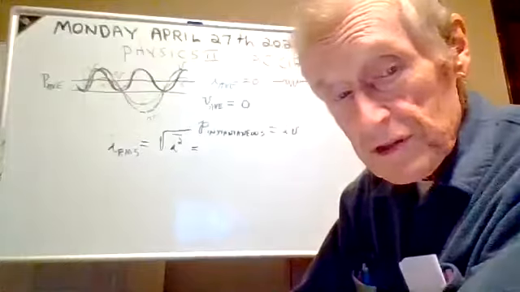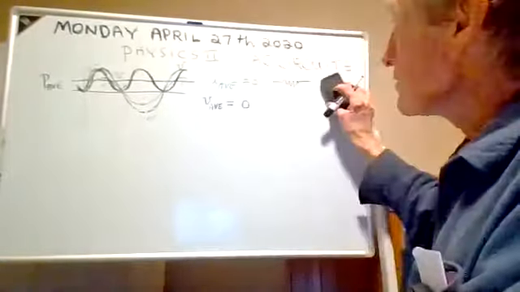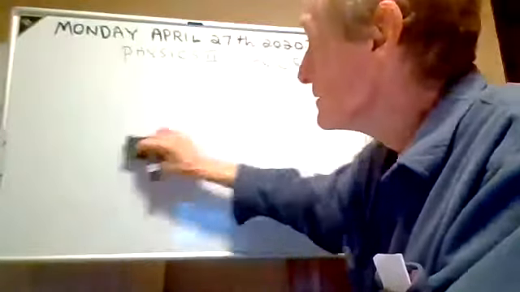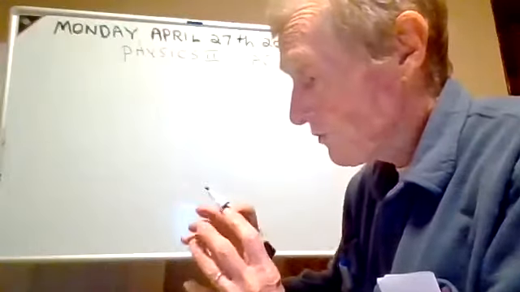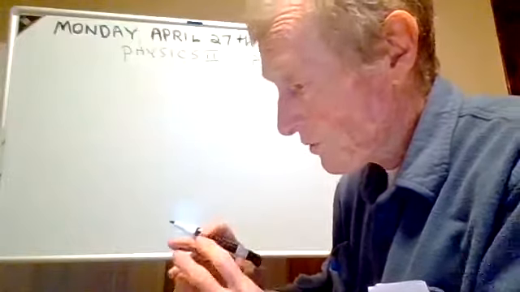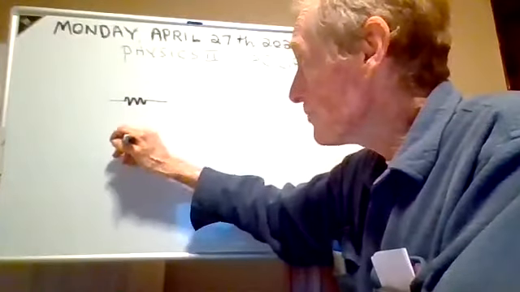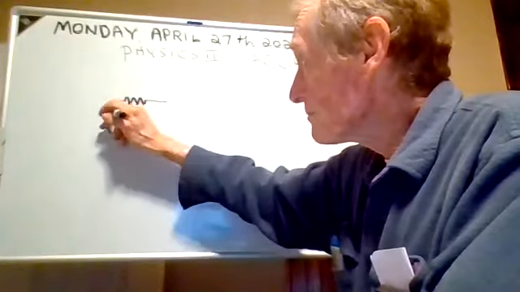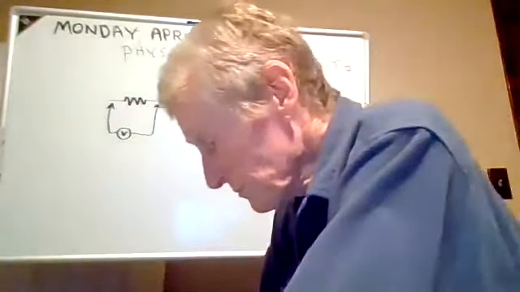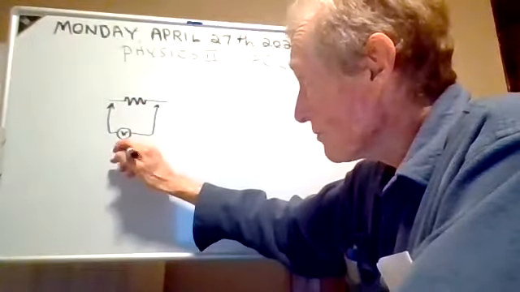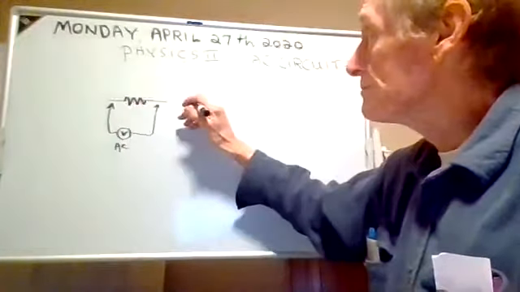All voltages and currents in AC are root mean square. For instance, I'm going to try to explain this better. If you took a voltmeter and connected it to a resistor that had current in it, and voltage. We're talking about an AC voltmeter. What you'll be reading is the root mean square of voltage.